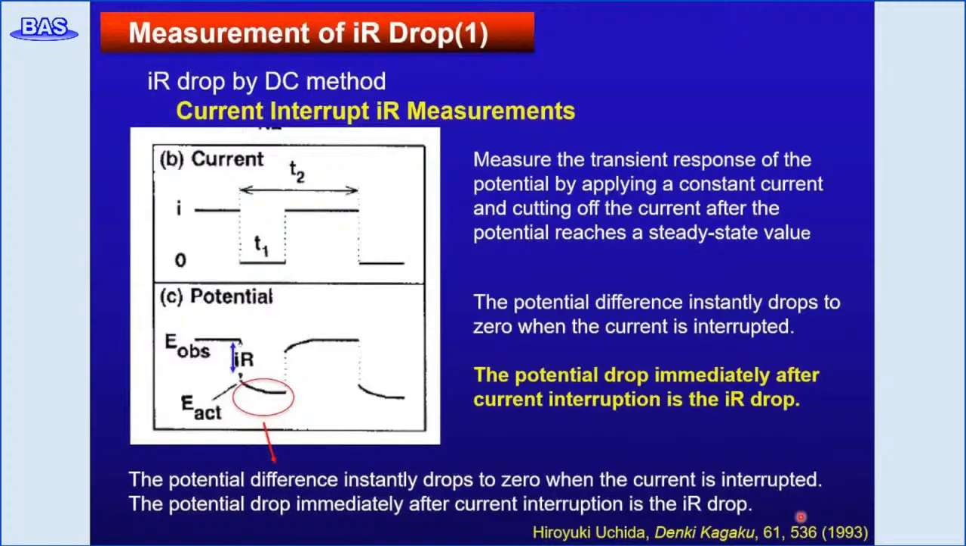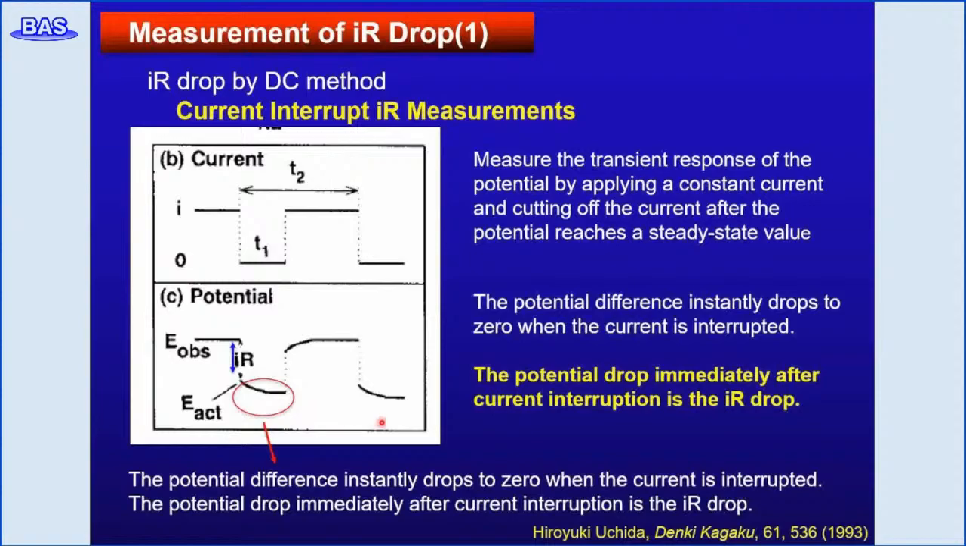In the case of the DC method, uncompensated solution resistance Ru can be measured by examining the transient response of the potential when the current is interrupted, which is only applicable at a slower sweep rate. After the initial drop, the potential slowly decreases due to the discharging of the electrode double layer. This IR potential drop corresponds to the IR.